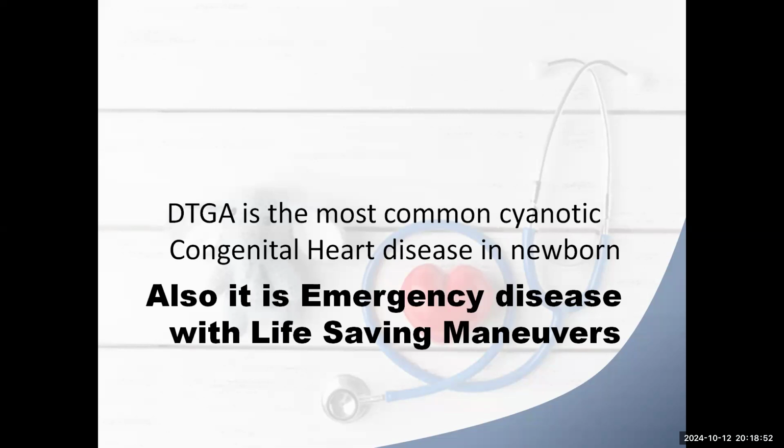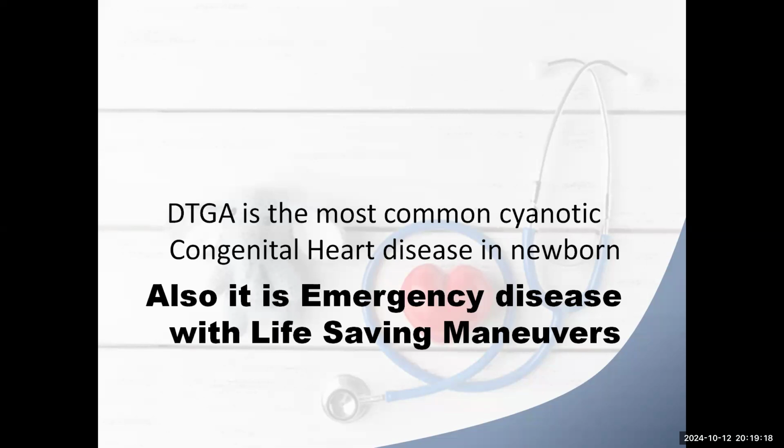But it is not the only reason why we choose TGA. First of all, because it is common. It is the most common cyanotic congenital heart disease in newborns. The second reason, because it is an emergency disease with life-saving maneuvers, as we will see after that, and as we all know, by using Prostin and Rashkind, whatever the emergency maneuvers which we can use, medical maneuvers or interventional maneuvers.